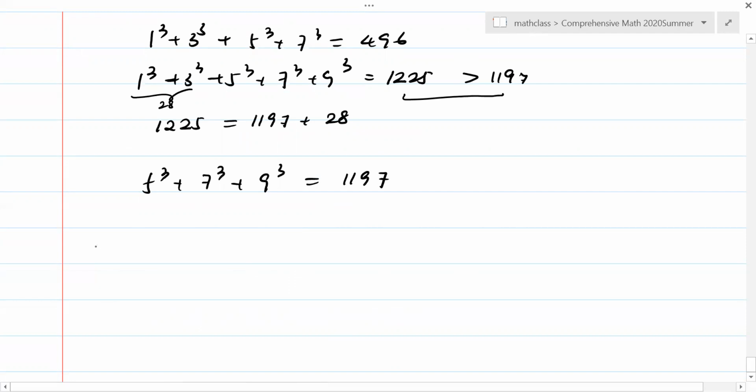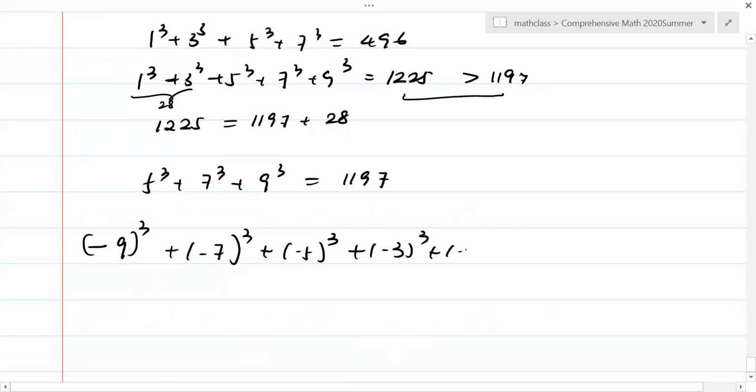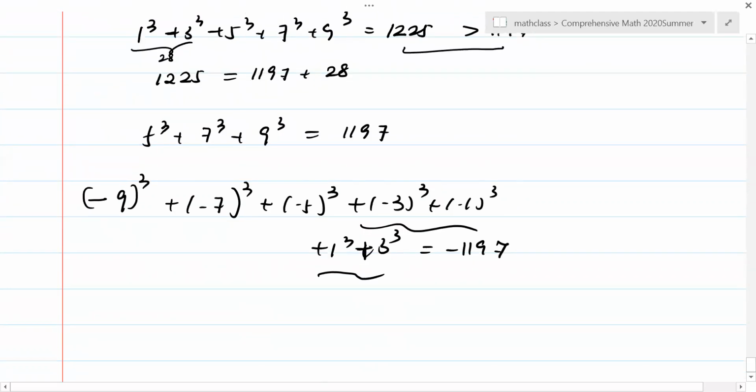You can make it negative. Negative 9 cubed plus negative 7 cubed plus negative 5 cubed plus negative 3 cubed plus negative 1 cubed plus 1 cubed plus 3 cubed is still going to be the same, because those cancel out. And now you have how many terms? Increasing by 2 each time: 1, 2, 3, 4, 5, 6, 7. So that's why x is going to be negative 9.